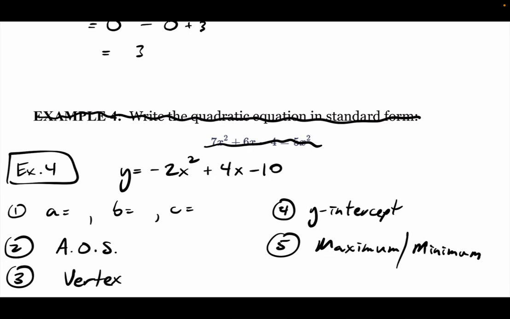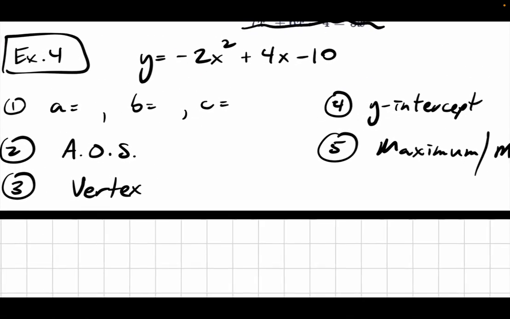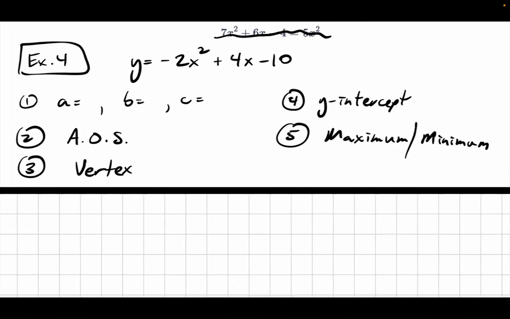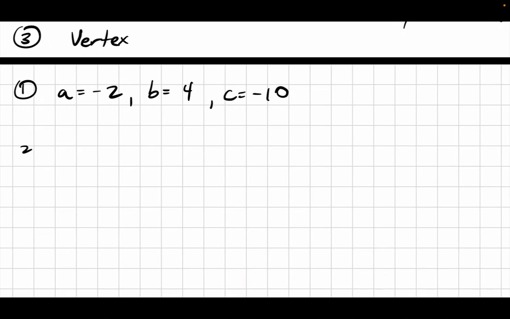This is the last thing we're going to do. Last thing we're going to do right here. Here it is, right here. Why is it not doing? There we go. Okay. Tell me those 5 things. A is -2, B is 4, C is -10. We said arrows down because A is negative. We know that already.